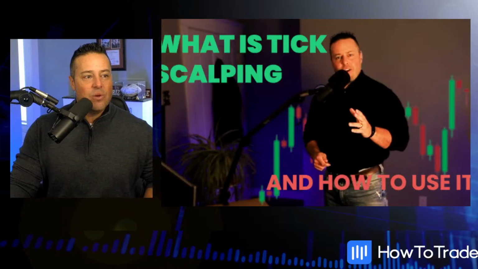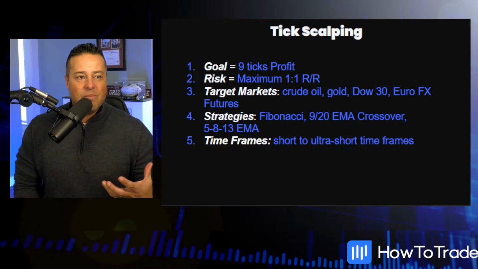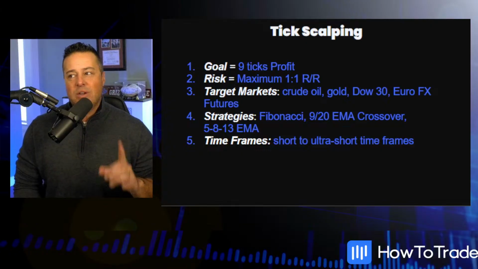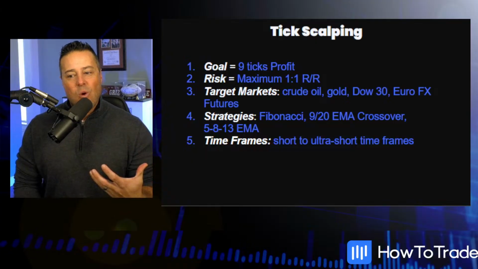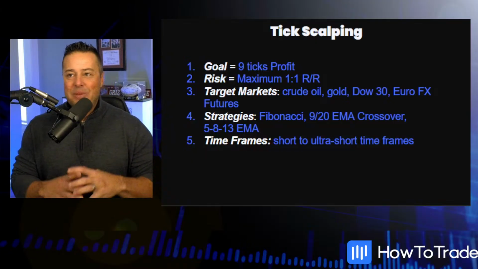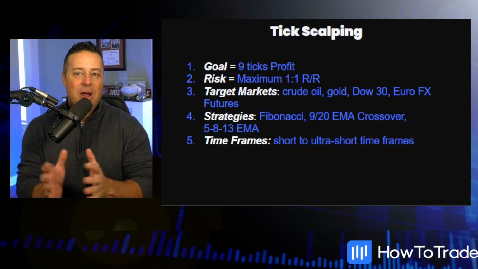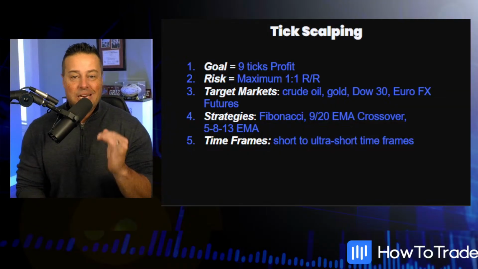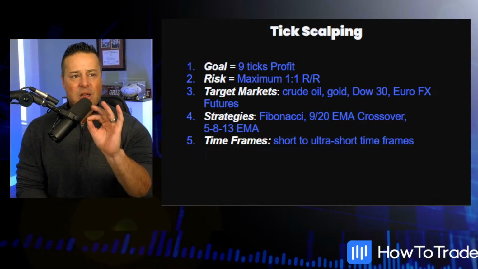All right, so here we go. What is tick scalping? Let's just dive right into it. Tick scalping for today. We're going to have a goal of 9 ticks profit. Our maximum risk is going to be a 1-to-1 risk versus reward. Now, the thing about tick scalping is the risk versus rewards are going to vary. They're not going to be a standard position trade or a standard trade ID or anything like that I typically put out there. We are going to look for instant gratification. We want immediate positive movements in price that are coming right toward us.